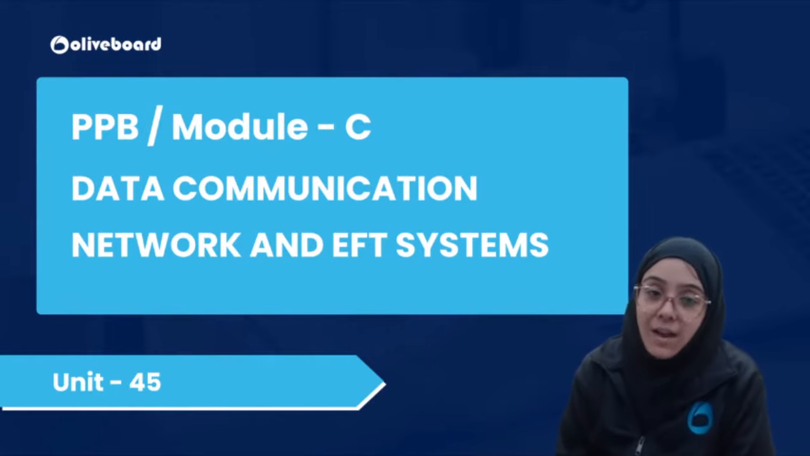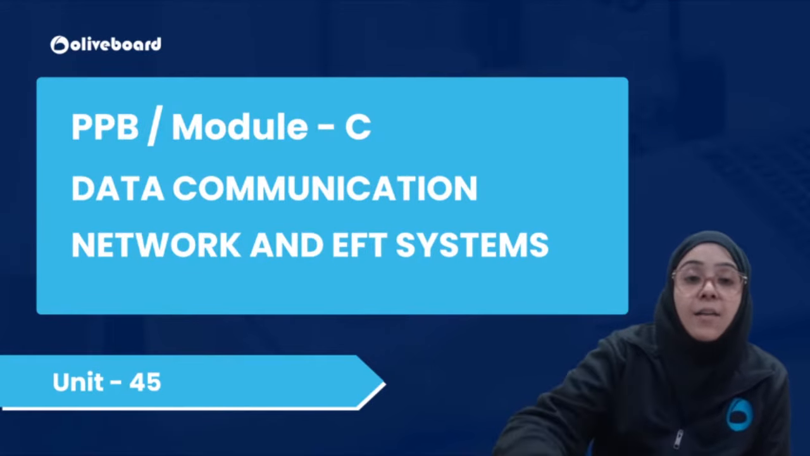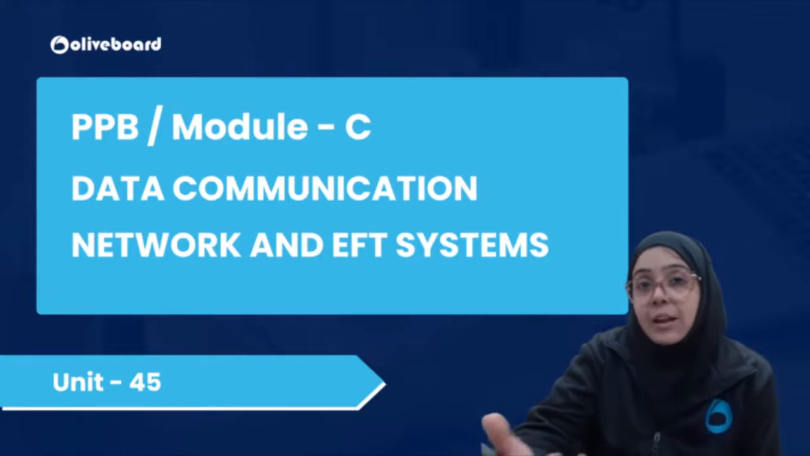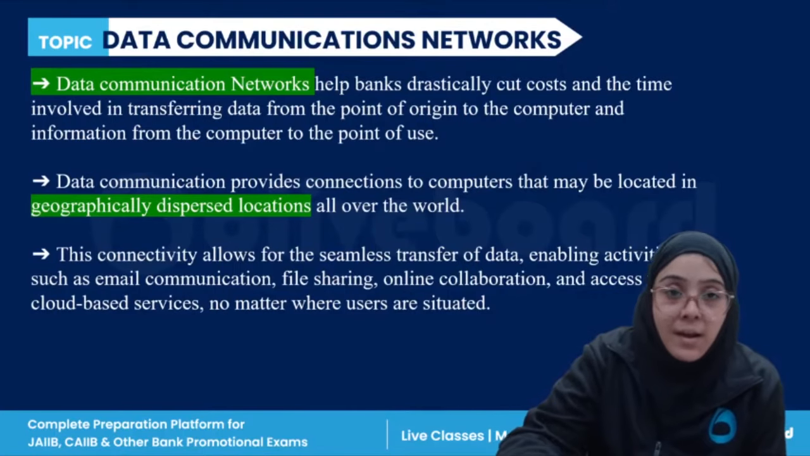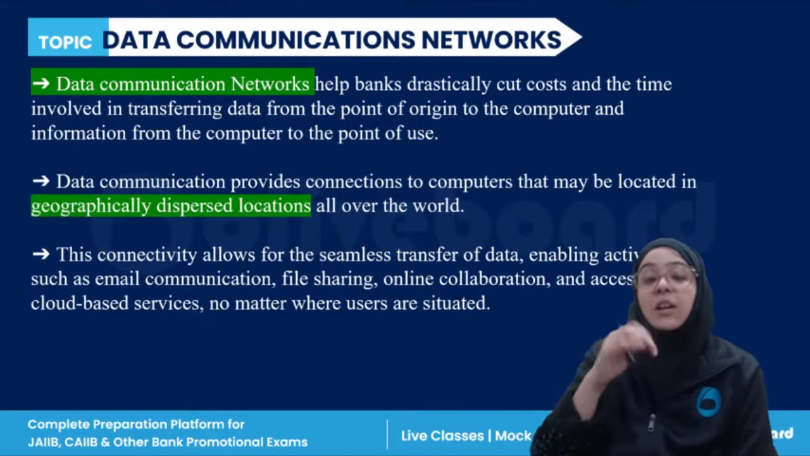To discuss unit 45, this is data communication network and EFT system. This is unit 45. So let's start this system. EFT is electronic fund transfer system and data communication network, right? So first of all, data communication network.